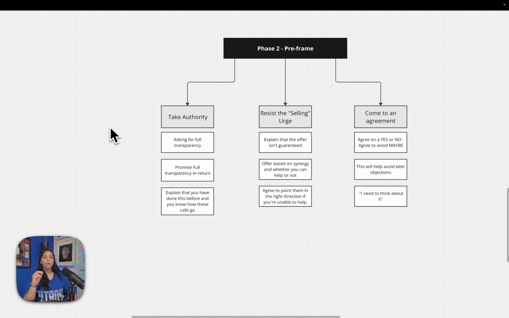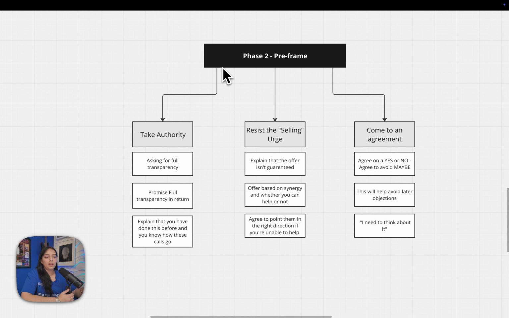And the reason this is so important is because this is the part of the call where you're going to take authority. This is where you get to show them that you've done this multiple times, and you get to show your confidence. Now, you see, in every single sales call, there's one person that leads by asking questions and the other follows by answering them.